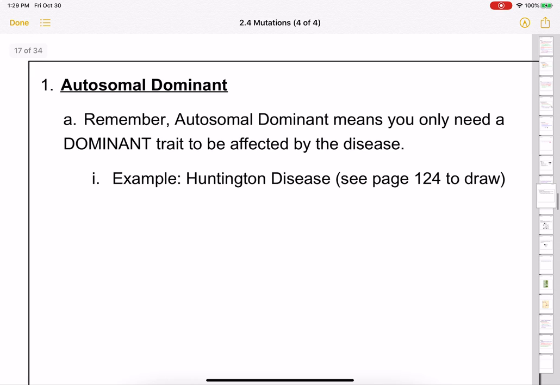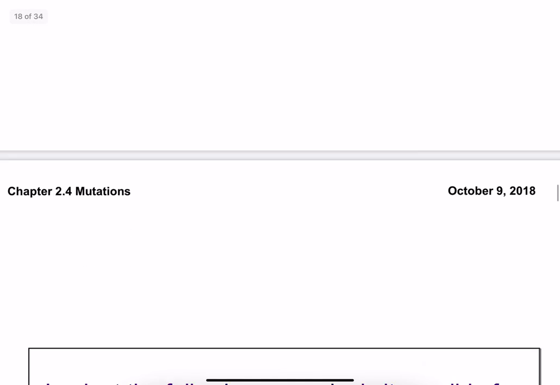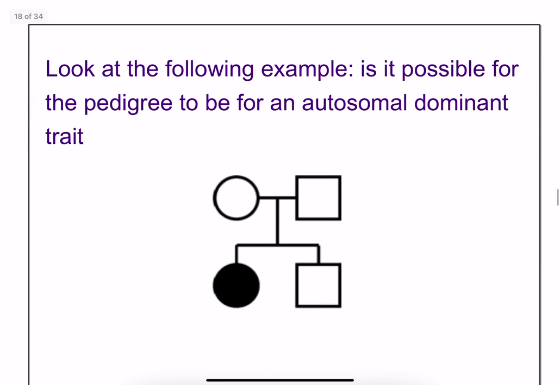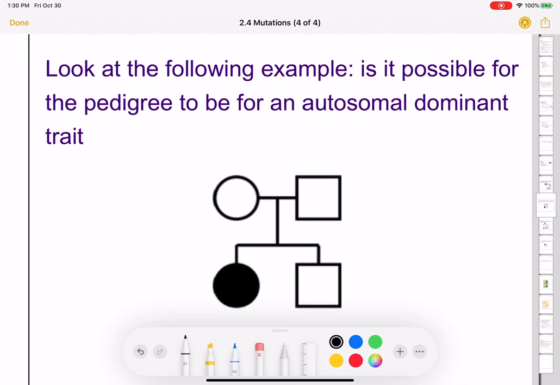Okay. So something that's autosomal dominant, remember, is not related to sex, so it can show up in males and females, and then it's dominant. So if it's there, it overpowers all the rest of the genes. It says, look at the following. Is it possible for the pedigree to be autosomal dominant? Didn't we just do this?